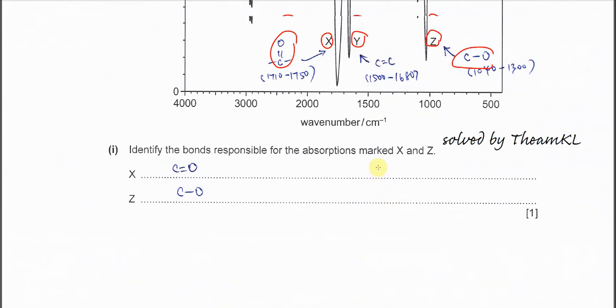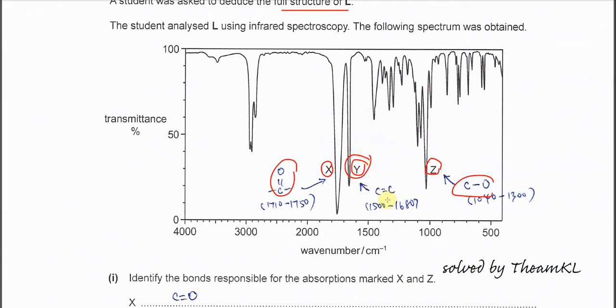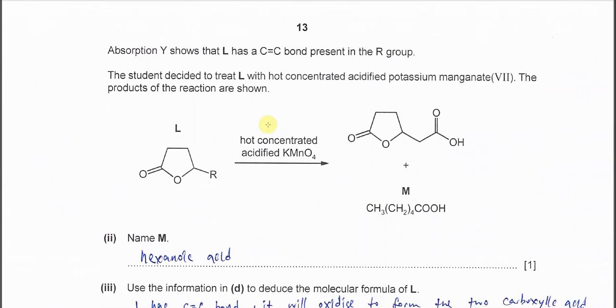Absorption Y shows that L has a C=C double bond present in the R group. Because it's around 1500 to 1680, it's telling us that inside compound L it has this C=C double bond. The student decided to treat L with hot concentrated potassium manganate(VII). The products are shown, this one and this one. So now from these two products you need to deduce what R is.